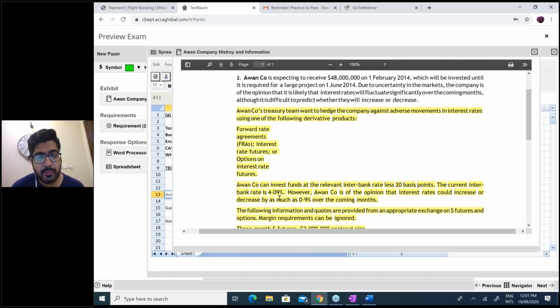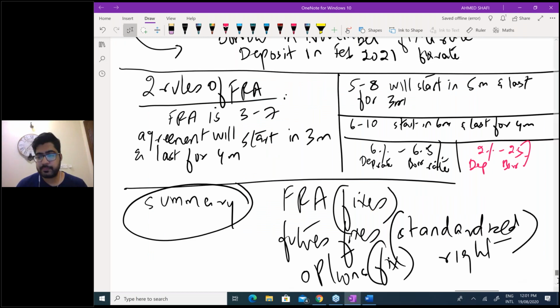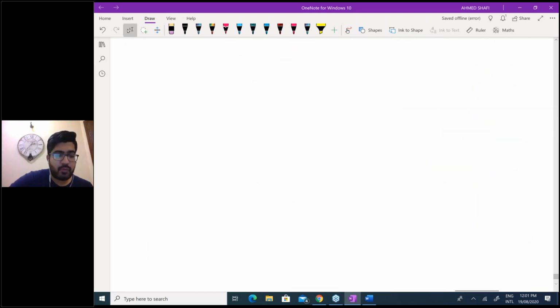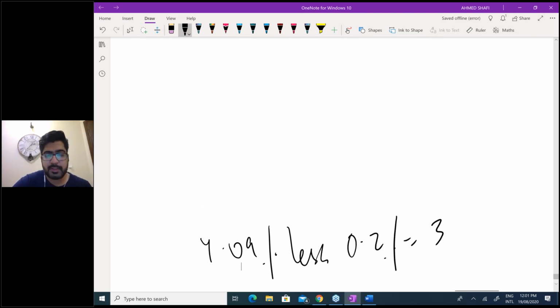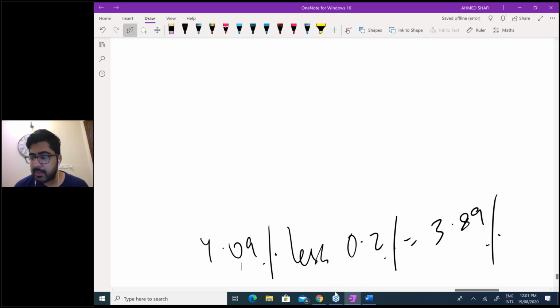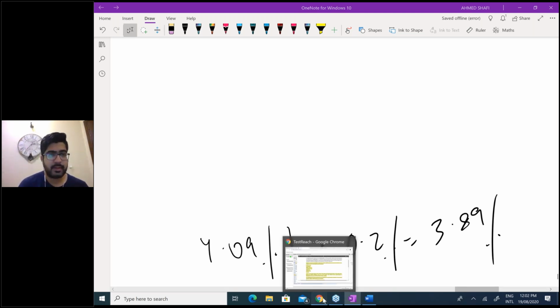The current interbank rate is 4.09. So we can invest funds at interbank rate 4.09% less 20 basis points, 0.2%, which is 3.89%. You can invest funds at 3.89%. Okay, pay attention.